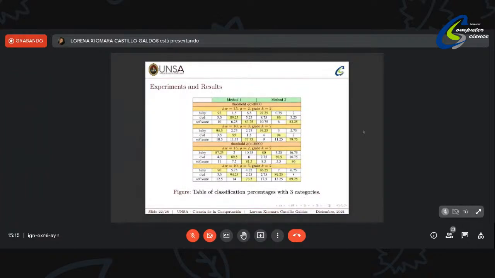Here we have the table of classification percentages with 3 categories, baby, DVD, and software, again with method 1, method 2, and different threshold and parameters, as well as the error percentage of misclassified documents.